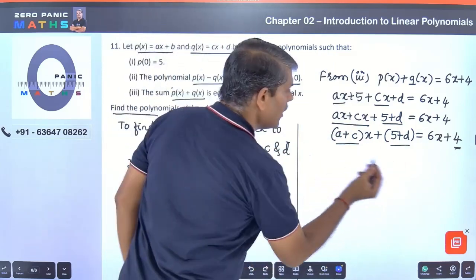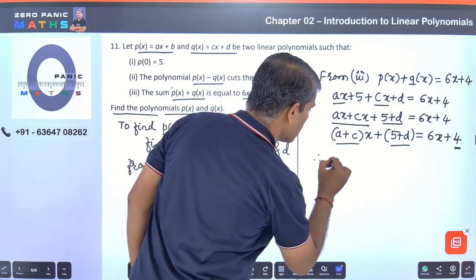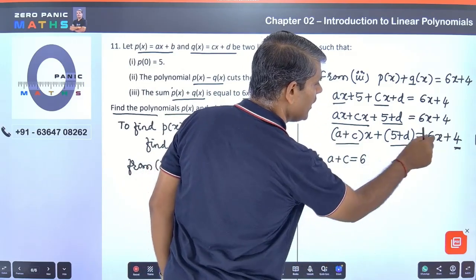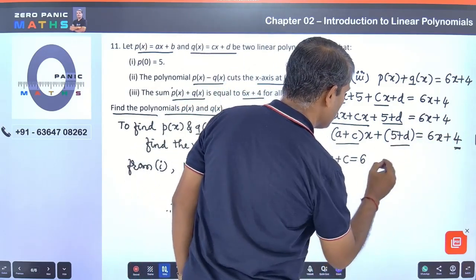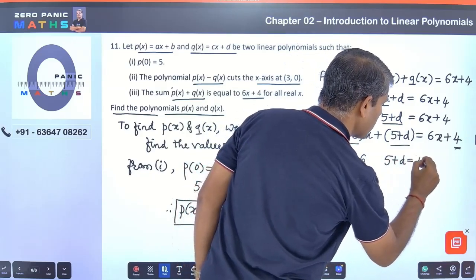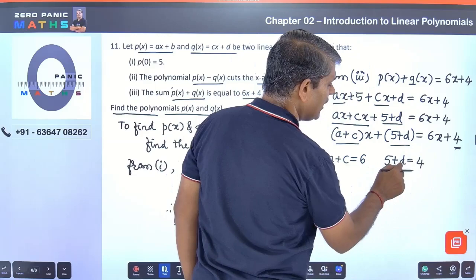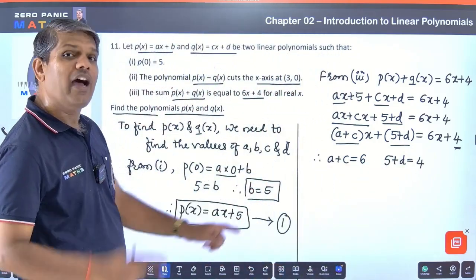Okay, now what I will do is, therefore a plus c is equal to 6. I can equate this here. Okay, and then 5 plus d is equal to 4. What do you mean by this? I can take 5 to the right side and get the value of d, right? So I got d.